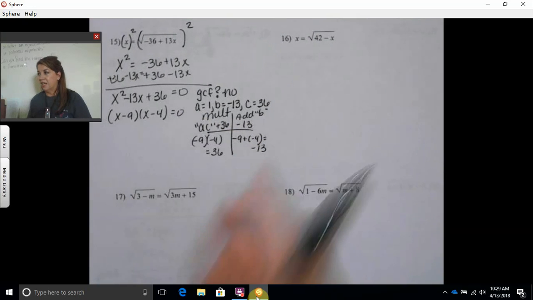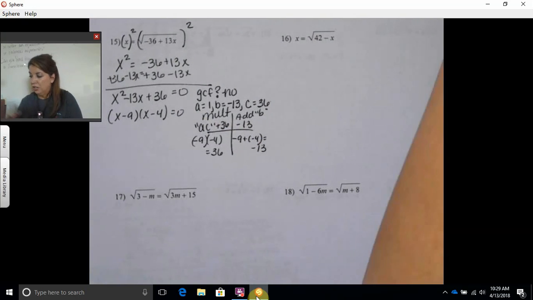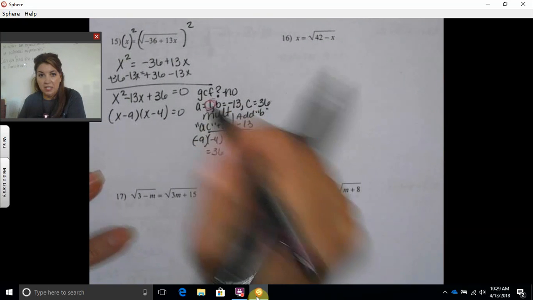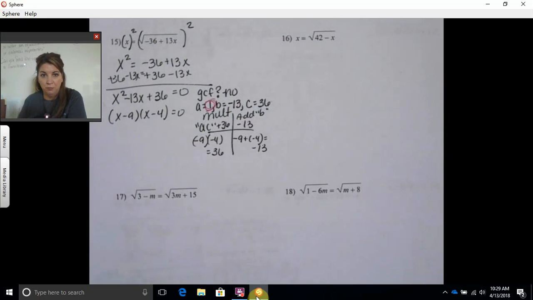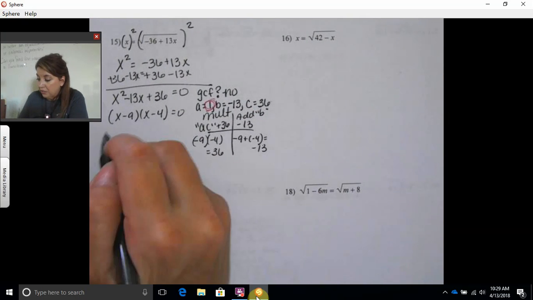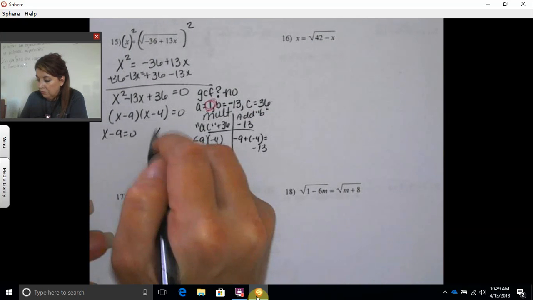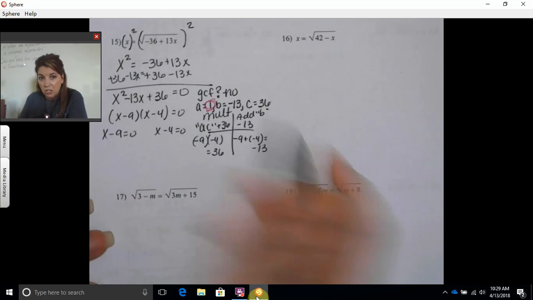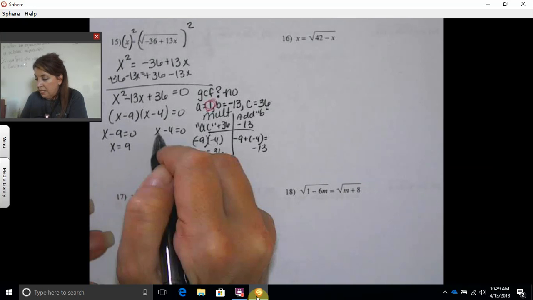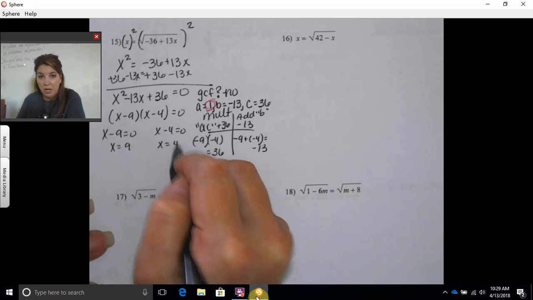Do I need to divide and slide? No, because A is 1. If A is anything other than 1, then we do. So, have I solved? I got to set each factor equal to 0. So, x minus 9 equals 0. That means x equals positive 9. X minus 4 equals 0. That means x equals positive 4.